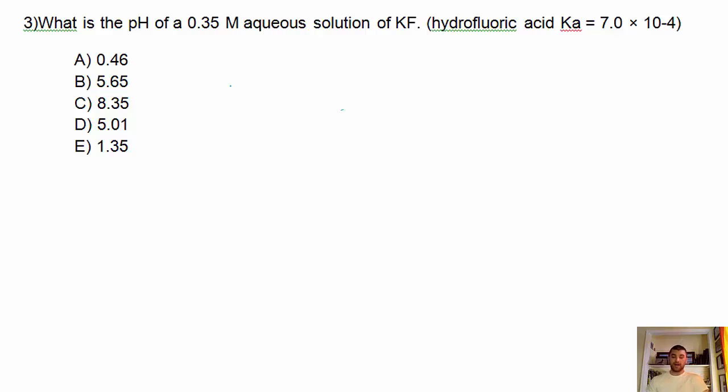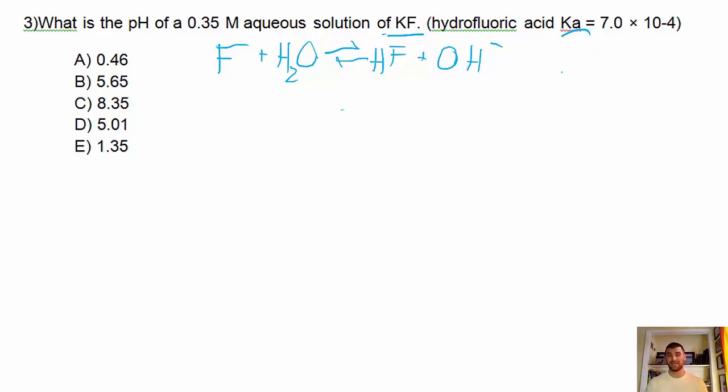All right, number 3, we've got a tough one. They give us, what is the pH of an aqueous solution of KF, and they give us the Ka of hydrofluoric acid. They give us a concentration of KF. All right, so first, let's talk about what's going to happen in solution. In solution, we're going to get the fluoride ion reacting with water to give us HF and OH minus. All right, so that's the basic thing, but they give us the Ka, right?